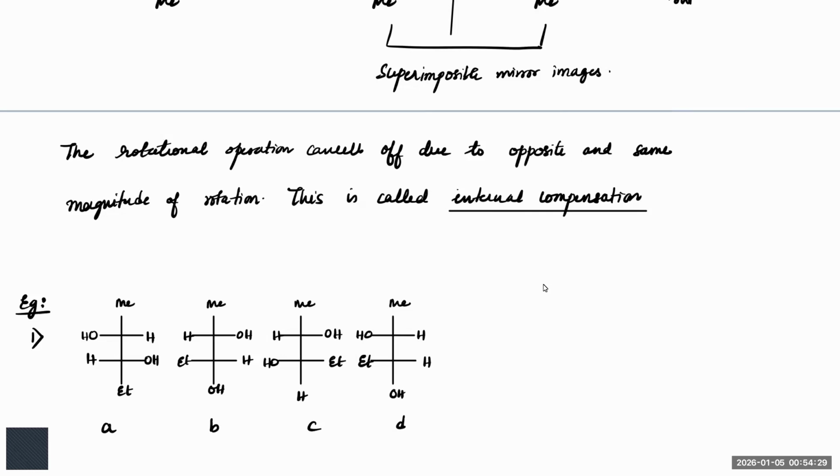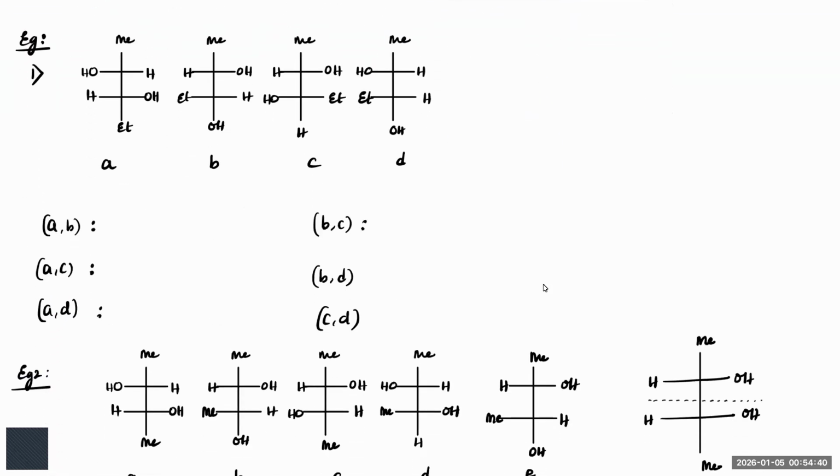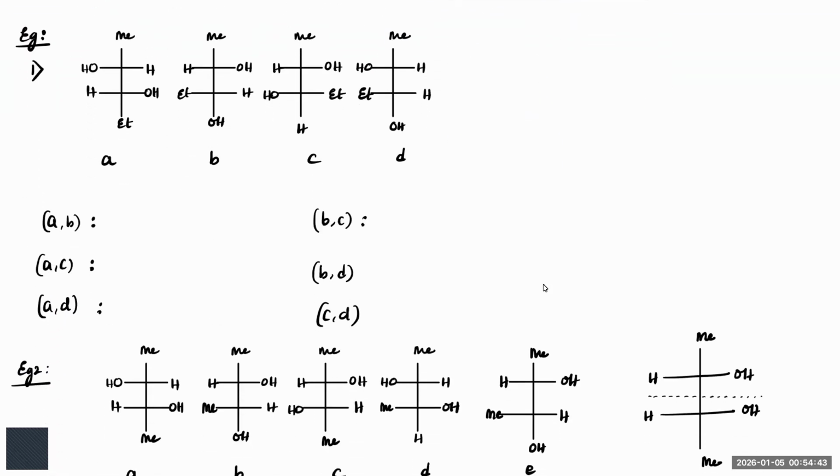See, the rotational operation cancels off due to the opposite and same magnitude of rotation, and this is called internal compensation. Now, if you have been given four compounds and you're supposed to compare what type of stereoisomers they are, whether mesomers, enantiomers or diastereomers, we should be able to say. For such cases, we can always use the logic that the groups on the vertical line should be the same. Then you start comparing left and right.